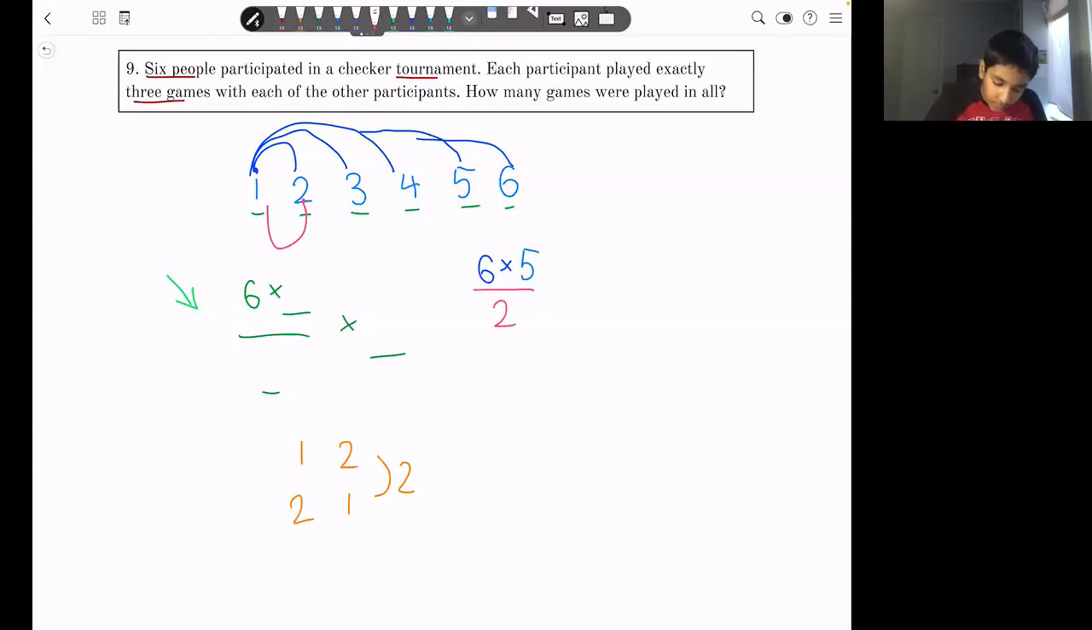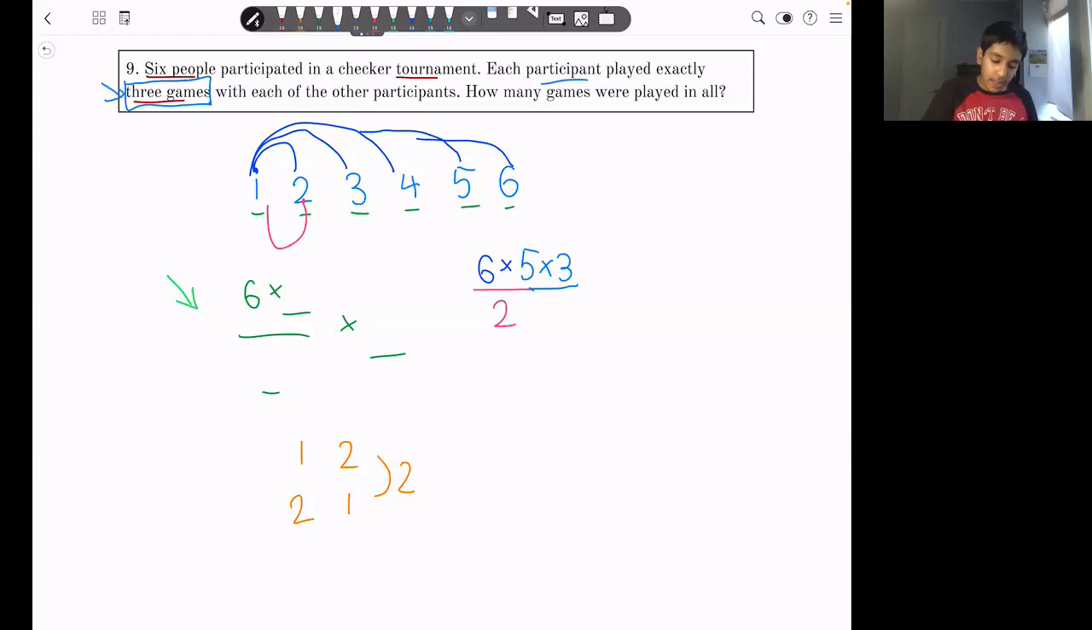But then this is actually one thing that you should be really careful of. Each participant played exactly 3 games. Make sure you don't mess this up. This is a very key piece of information. So actually, it's going to be times 3 here, because each of the people plays games with 5 other people 3 times. So make sure to not miss this piece of information.